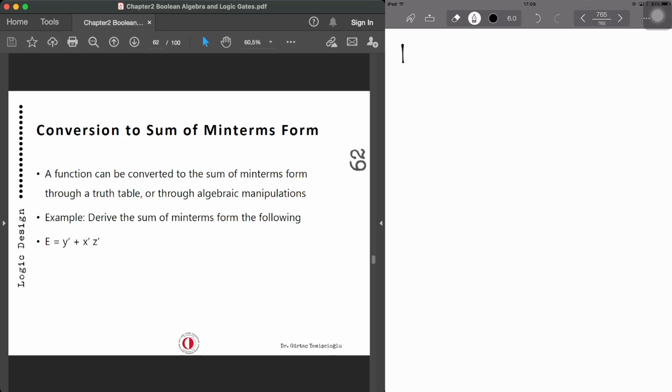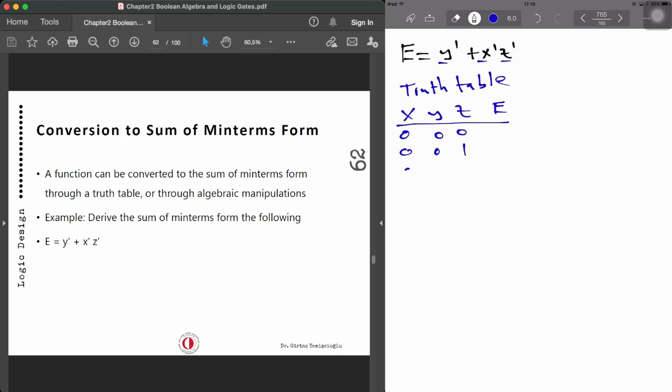So if you look at the function E over here as an example, it is given as y prime or x prime z prime. Now, let's use the truth table method for this function. We can have three inputs x, y, z and output as E. So 3 inputs means 8 possible combinations, from 0 to 7.